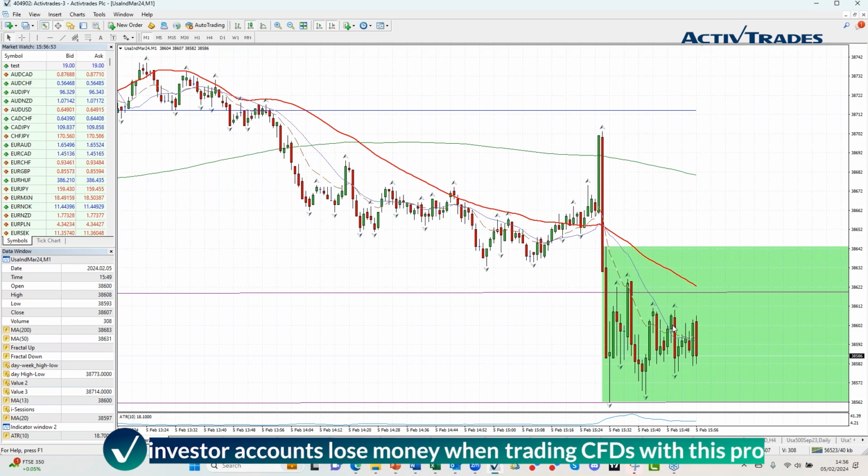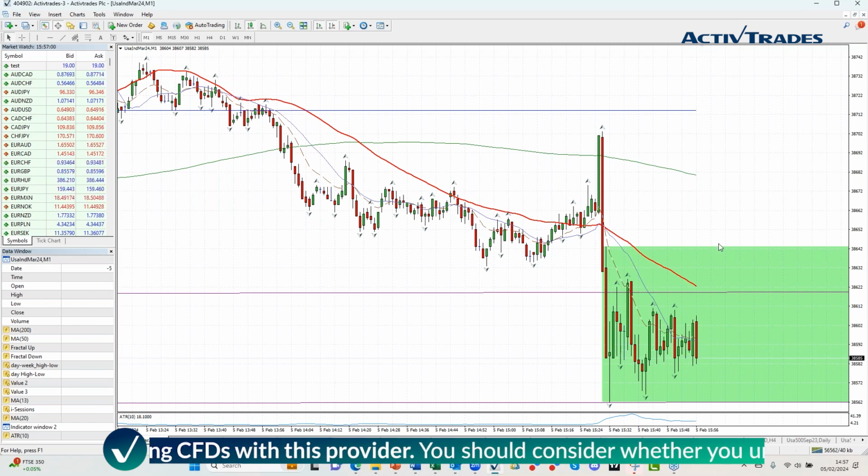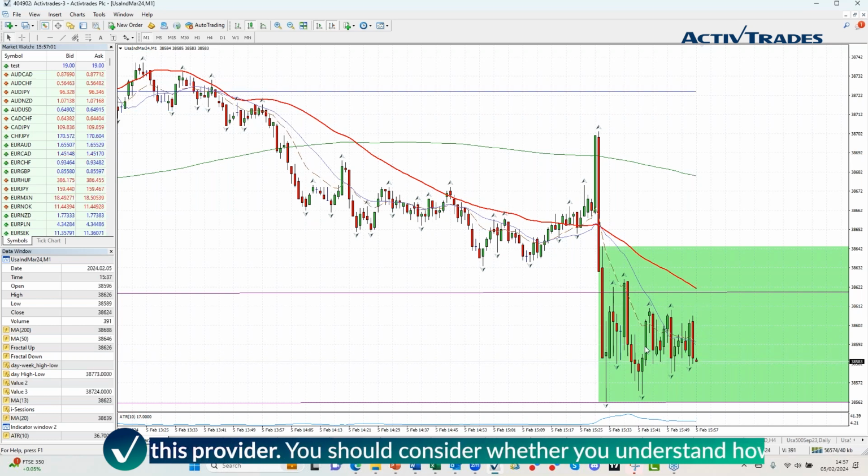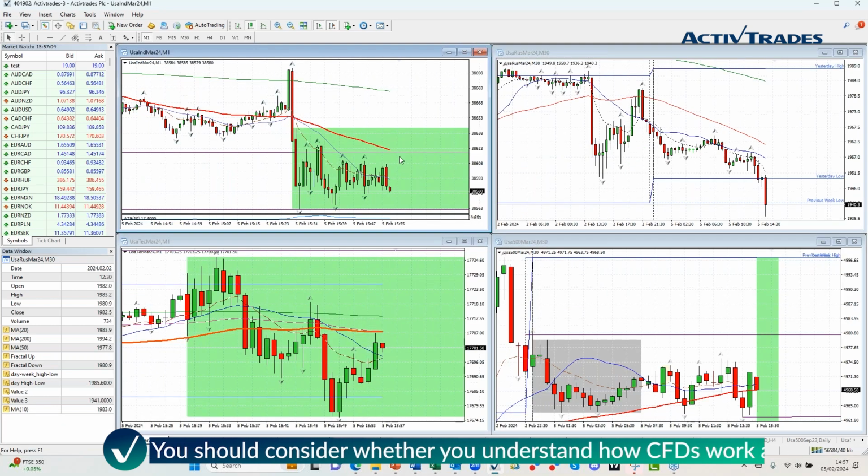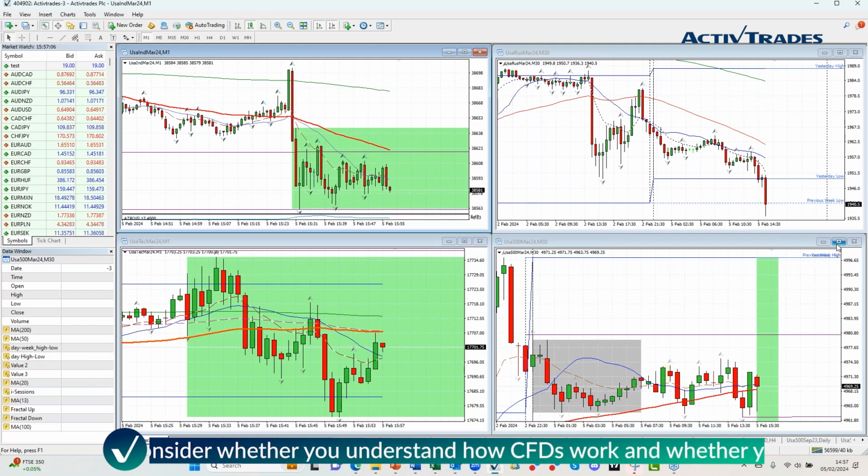I'd be looking there, even on the 1 minute chart, to see: can price get above the 20 and hold? If it can't, well, that in itself is probably not giving you a great confirmation of the reversal playing out. So we'll just keep an eye on that.